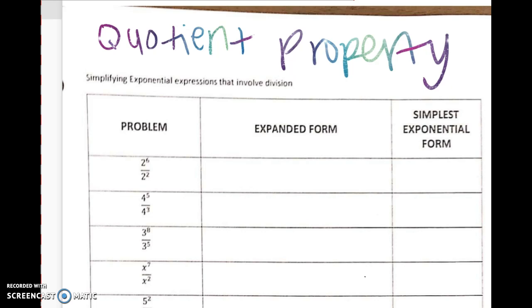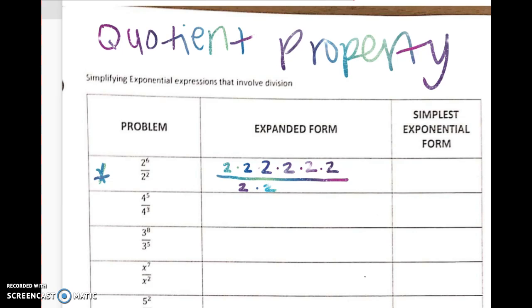Okay, so I'm going to do this first problem, 2 to the 6 over 2 to the second. So, when writing this out in expanded form, in my numerator, or in the top part of my fraction, I have 6 2's. So I have 2 times 2 times 2 times 2 times 2 times 1 more 2. Then, in the denominator, I have 2 to the second. So I just have 2 squared, or 2 times 2.